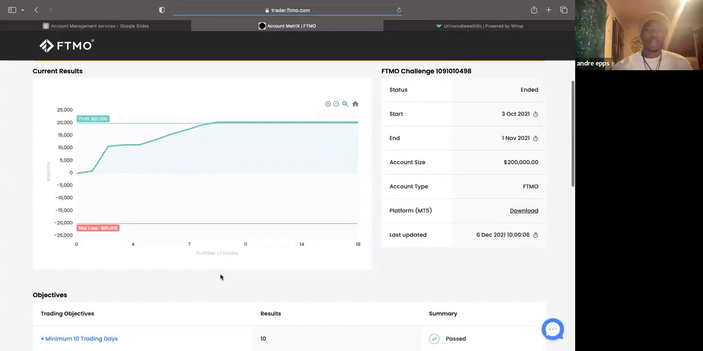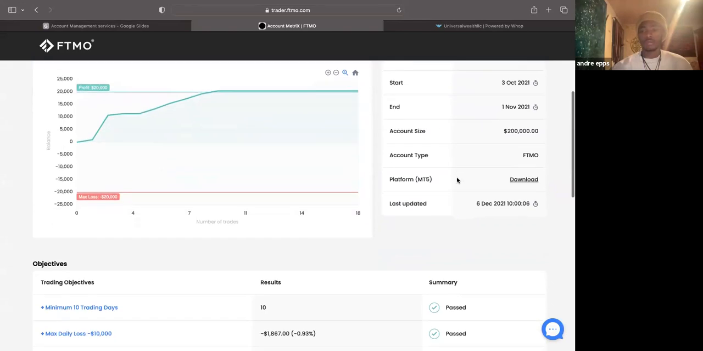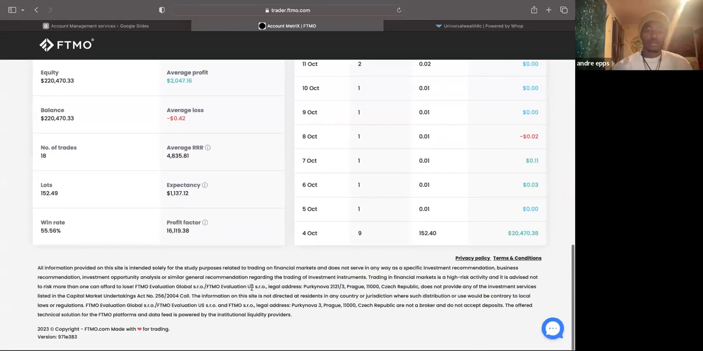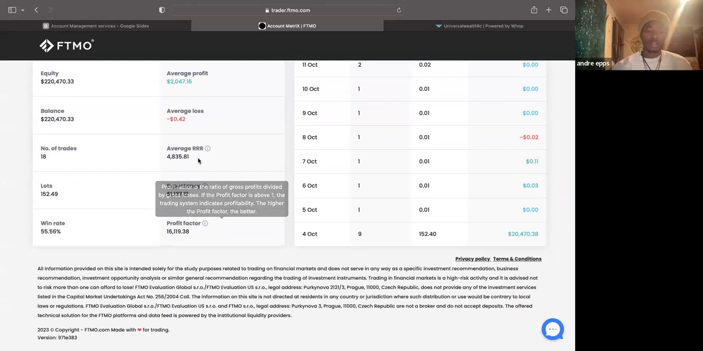And then finally, we have the last link here, which is a lot of the same. It's another evaluation account. And that went from October 3rd to November 1st, 2021. All right, so we passed all the parameters, stuff along those lines. We have the RRR 16,000. The profit factor is 16,000, the RRR 4,835. The win percentage was 55%.